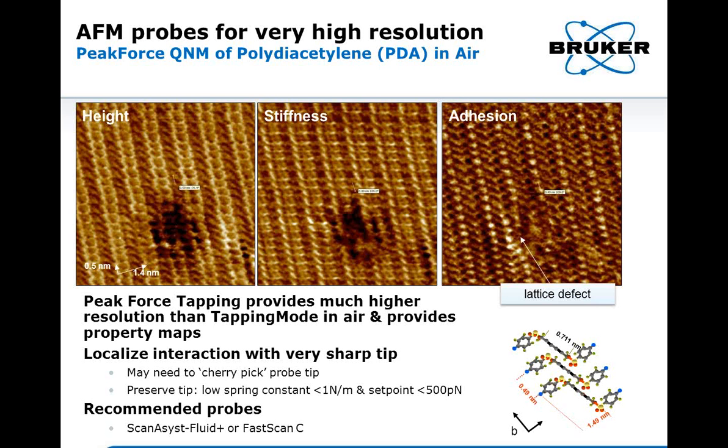Just as in the case of mica in water, the sharpness of the probe determines how high of a resolution we will be able to achieve, and finding such a sharp probe may take several attempts. As for the cantilever in this case, we want to use a probe that has a very low spring constant, less than 1 newton per meter, in conjunction with a low set point to preserve the tip. For this example, the recommended probe for high-resolution PeakForce tapping in air would be the ScanAssist fluid with a low spring constant of 0.7 newtons per meter, or the Fast Scan C with a low spring constant of 0.8 newtons per meter.